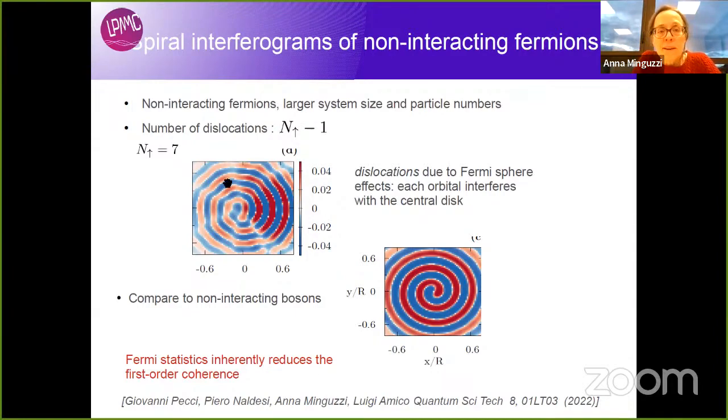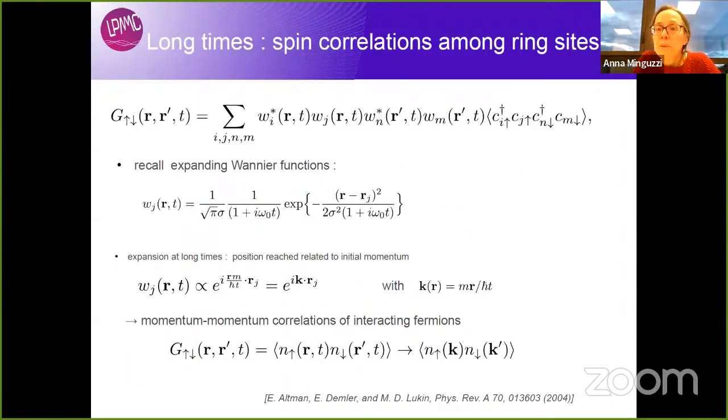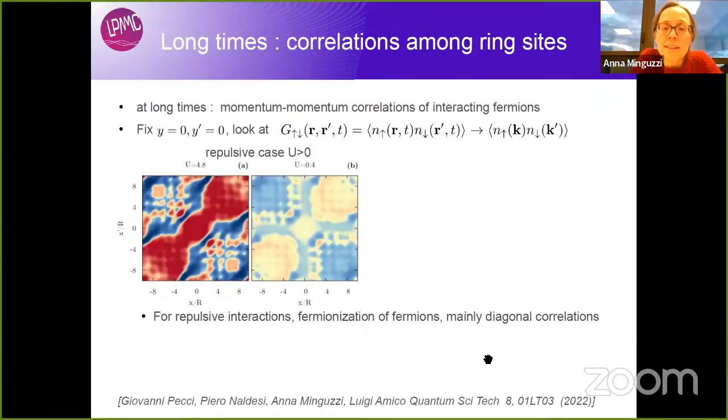Now let us search for the pair-pair correlation. This is achieved at long times, because when we study the expansion, then the same as when we look at the time of flight, also for the density-density correlation, the expansion gives rise to momentum-momentum correlation, in particular between spin-up and spin-down momenta. So we calculated this type of correlation function. It is a four-dimensional correlation function, so I represent it by fixing two coordinates, y and y prime, equal to zero, in the plane x and x prime, which correspond, remember, to k and k prime correlations.